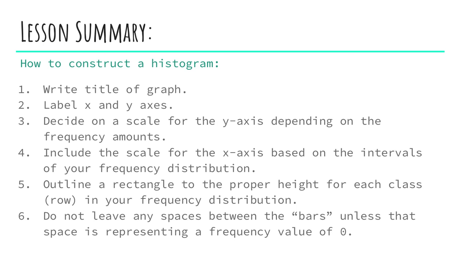Let's summarize our lesson. So in order to construct a histogram, you want to make sure you include a title for the graph. You want to label your x and y axes. You want to decide on a scale for the y-axis depending on the frequency amounts. You want to include the scale for the x-axis based on the intervals of your frequency distribution. Then you want to outline a rectangle to the proper height for each class in your frequency distribution. And finally, do not leave any spaces between the bars unless the space is representing a frequency value of 0.